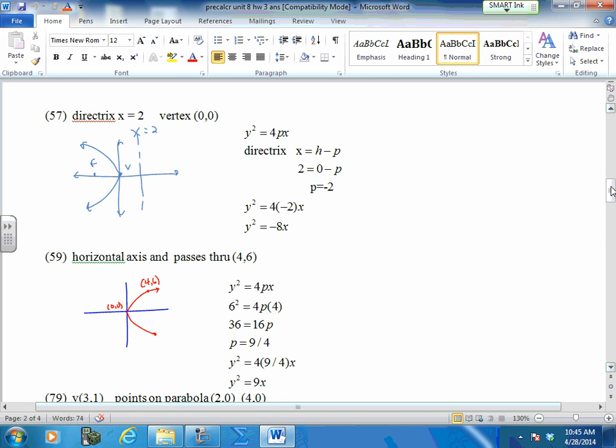59. I had to give you a little bit more information on 59. I told you your vertex was at (0, 0), right? It's probably penciled in on those sheets that you picked up. It's a horizontal axis of symmetry, and the vertex was at the origin. And it passes through a point. So when you know it has a horizontal axis of symmetry, it's got to open this way. It can't open up, because then it would have a vertical axis of symmetry.